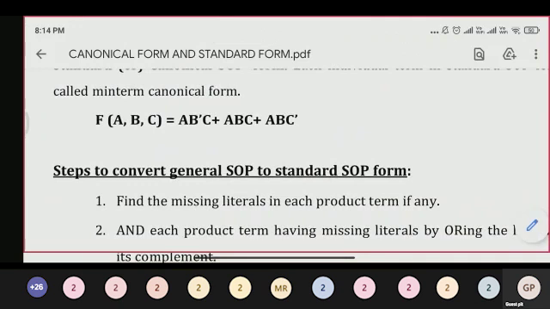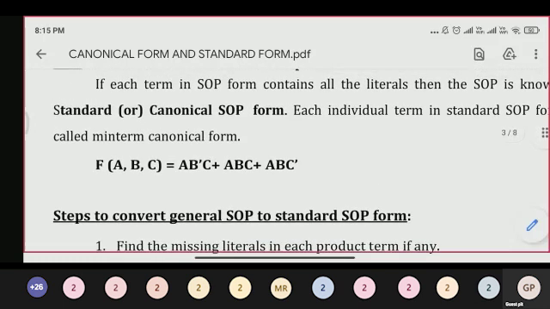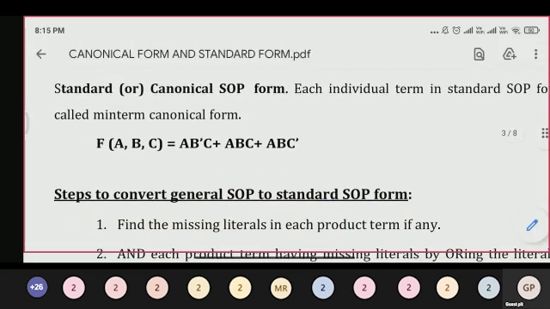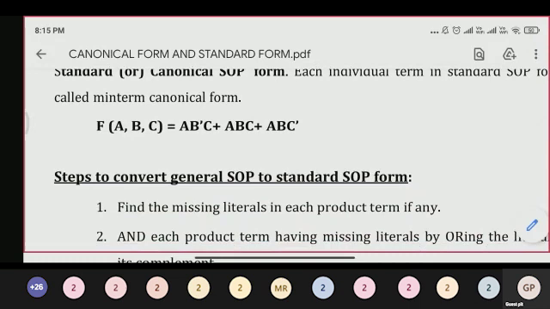In this expression, you are having three input variables. They are a, b, and c. And you are having three product terms: a b bar c, plus a b c, plus a b c bar. In each product term, you are having three input variables. So that's why it's called standard SOP form. If any variable is missing in a product term, then it is called sum of product terms only. You need to convert the SOP into standard SOP. Then only you can write the min terms.